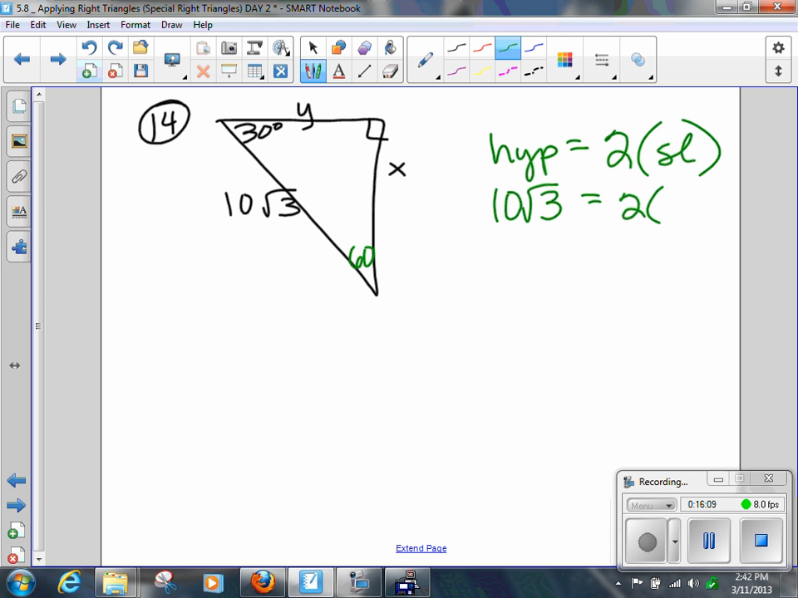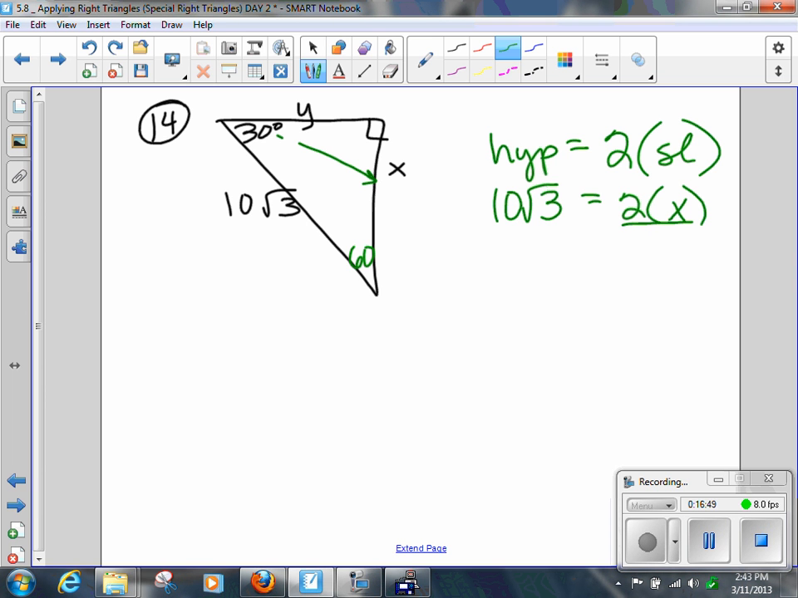What is the short leg? Be careful. Why is it X? Because it's across from a 30-degree angle. That means that Y is the what? Long leg. Short leg, long leg. Let's call this adjective class. Thank you, children. How you going to solve this?